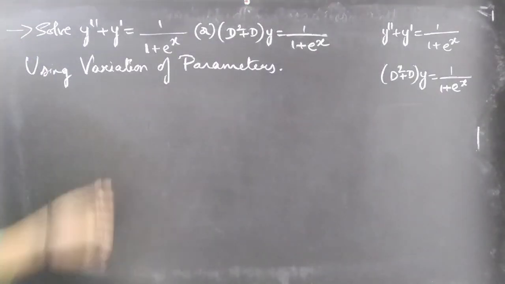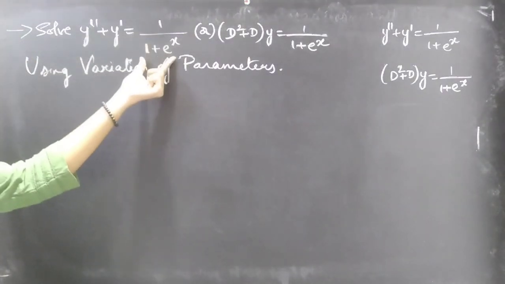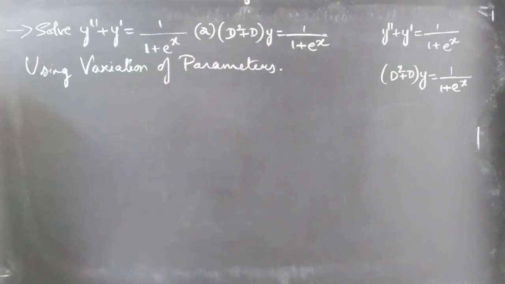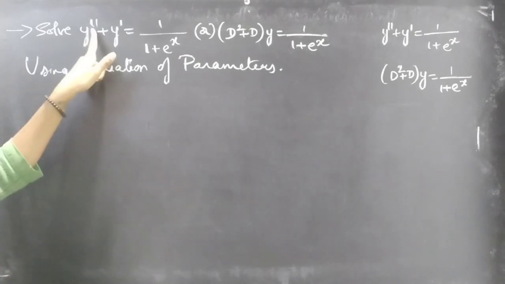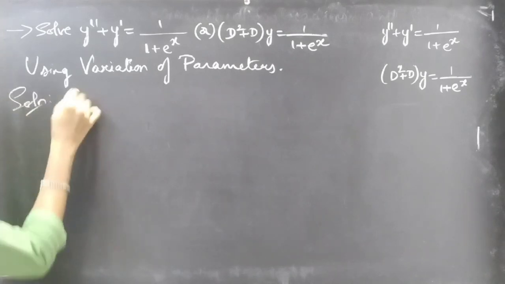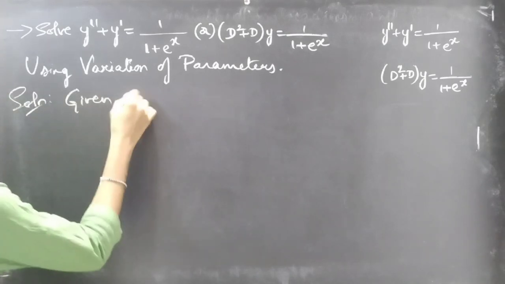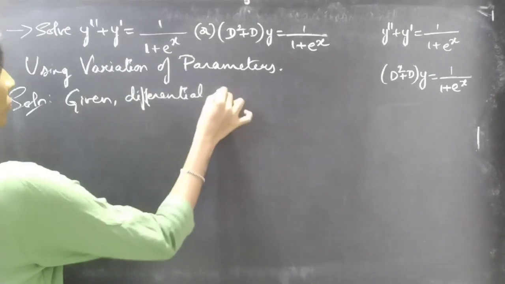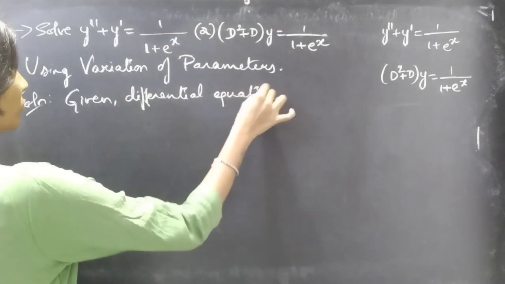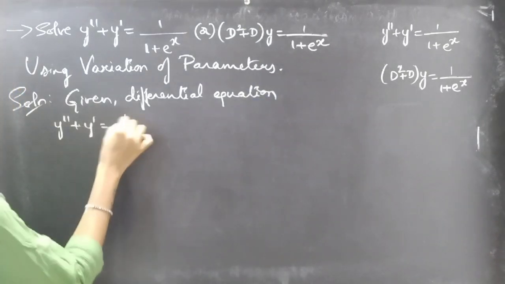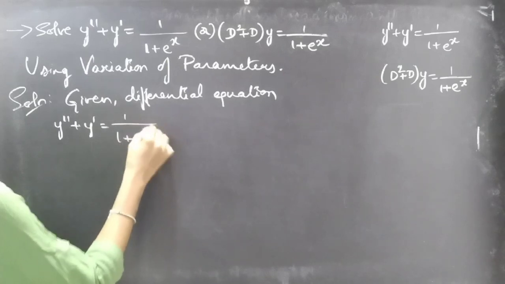Problem: solve y double dash plus y dash equals 1 by 1 plus e power x, or D square plus D of y equal to 1 by 1 plus e power x, using the variation of parameters method. So we are given a differential equation of order 2. Given differential equation, y double dash plus y dash equal to 1 by 1 plus e power x.